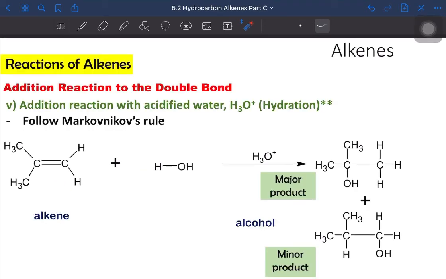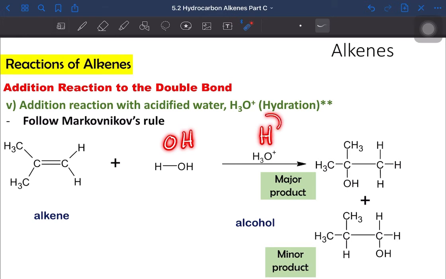Finally, we're going to look into the last reactions of alkenes, which is the addition reaction with acidified water, H3O+, or we call it an acid-catalyzed hydration. So this reaction follows Markovnikov's rule. So we have this alkene, which is the asymmetrical alkene. So upon reaction with acidified water, it will form major and minor product, which the major product follows the Markovnikov rule. So the species that will be added to the double bond for this hydration reaction is the OH from the water and the H from the acid.